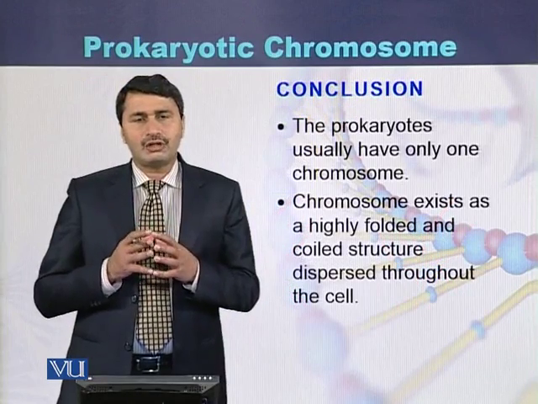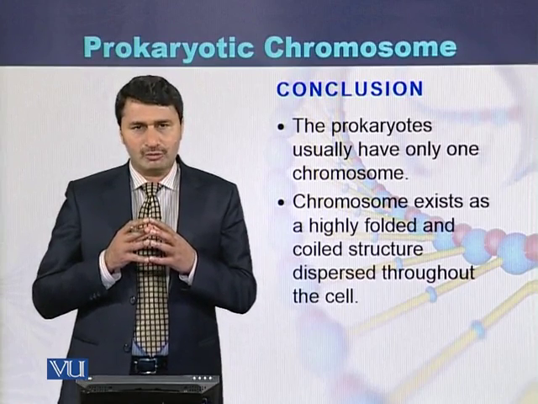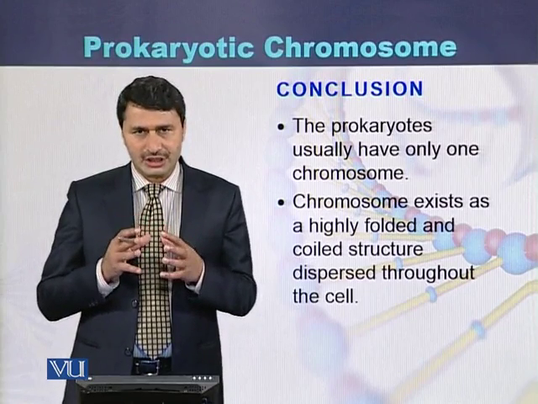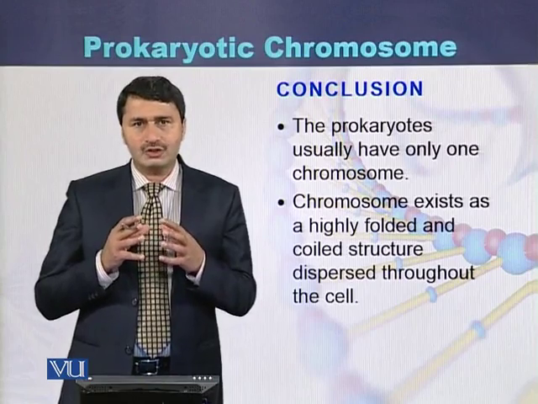We can conclude that prokaryotes have a single circular chromosome that is present within the nucleoid region, and this chromosome has coiling and supercoiling.